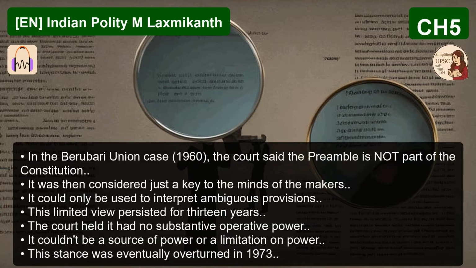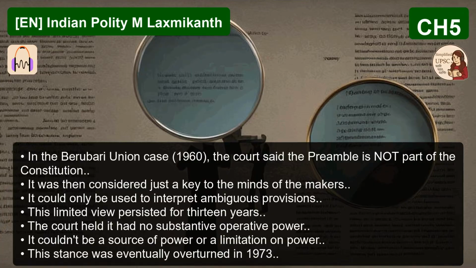Okay, and second? Second, it could theoretically be subject to Parliament's amending power under Article 368, subject to certain limits, of course. If it's not a part, then it's legally irrelevant. It serves only an illustrative purpose. The first major answer to this came in 1960 with the landmark Berubari Union case. What was the Supreme Court's definitive stand at that time?